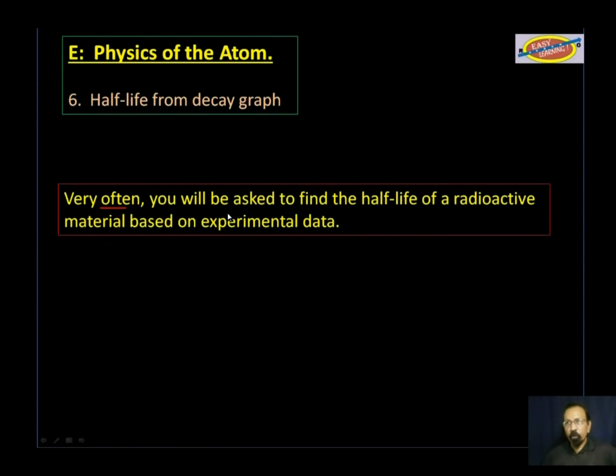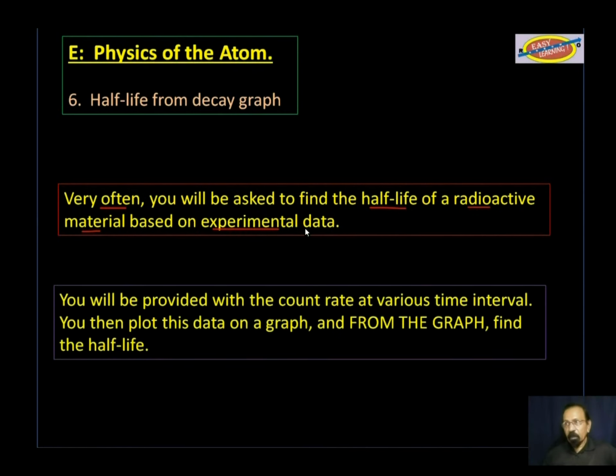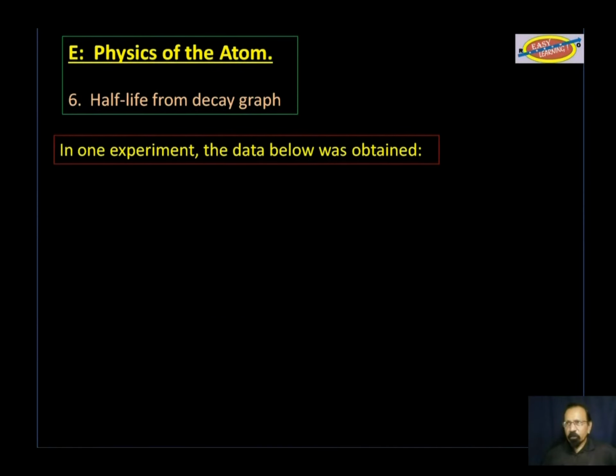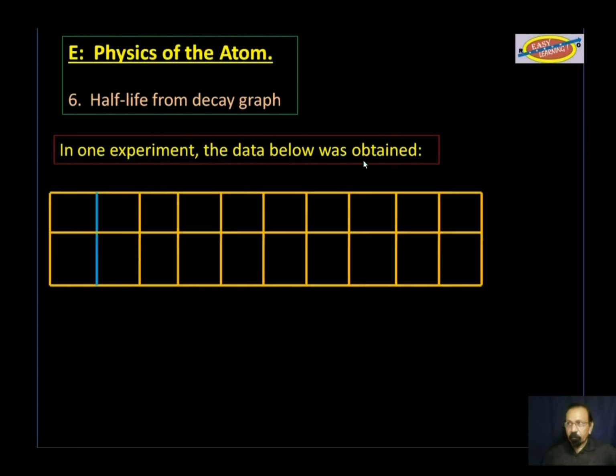Very often, you will be asked to find the half-life of a radioactive material based on experimental data. You will be provided with the count rate at various time intervals. You will then have to plot this data on a graph, and from the graph, find the half-life. In one experiment, for example, the data below was obtained.